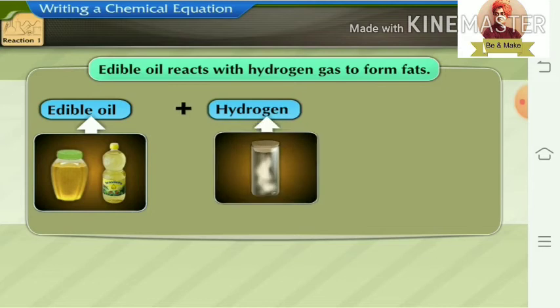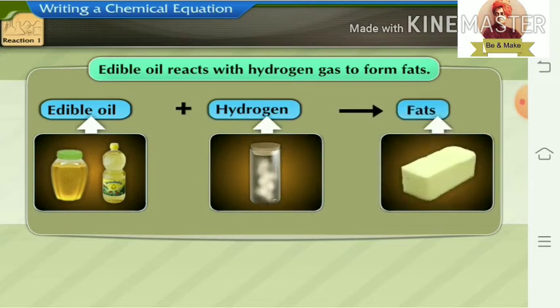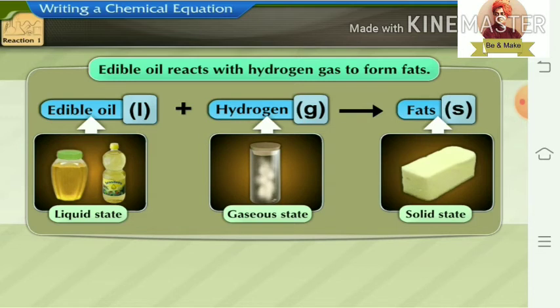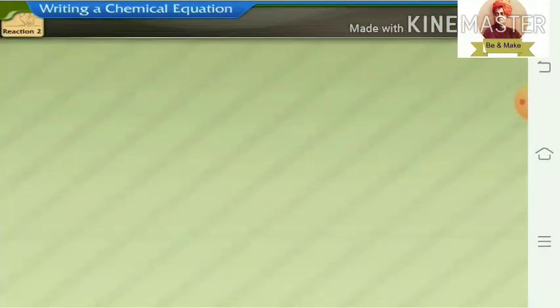Now another example. Suppose we take edible oil and add hydrogen, which is gaseous. Edible oil is liquid, and the fat which is formed is solid in state. Thus edible oil reacts with hydrogen gas to form fat. Fat is solid, shown by the letter s. Thus these are the physical states of all the substances involved in the chemical reaction. Heat is required to carry out this reaction, and nickel as catalyst.